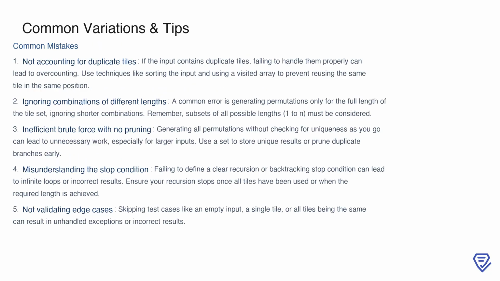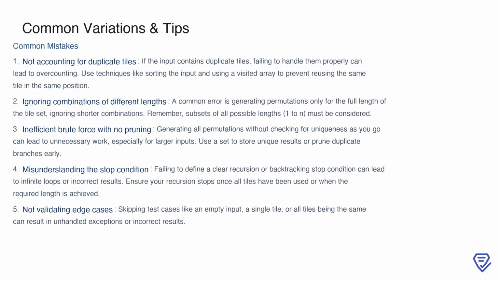One of the most common mistakes in solving this problem is not accounting for duplicate tiles. If the input contains duplicates and you don't handle them correctly, you could end up overcounting permutations. To avoid this, you can sort the input and use a visited array to ensure that the same tile isn't reused in the same position. Another frequent error is ignoring combinations of different lengths. Instead of generating permutations for only the full length of the tile set, you need to consider subsets of all possible lengths, from one tile to the total number of tiles.